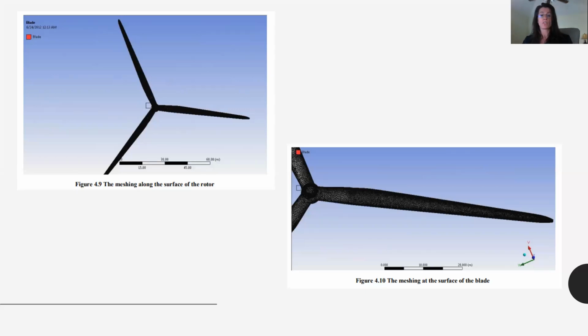For the simulations presented here, a velocity of 9 meters per second is considered at the inlet. The rotor speed was set to 1.08 radians per second. The objective was to attain a maximum torque of 2,500 kilonewton meters.